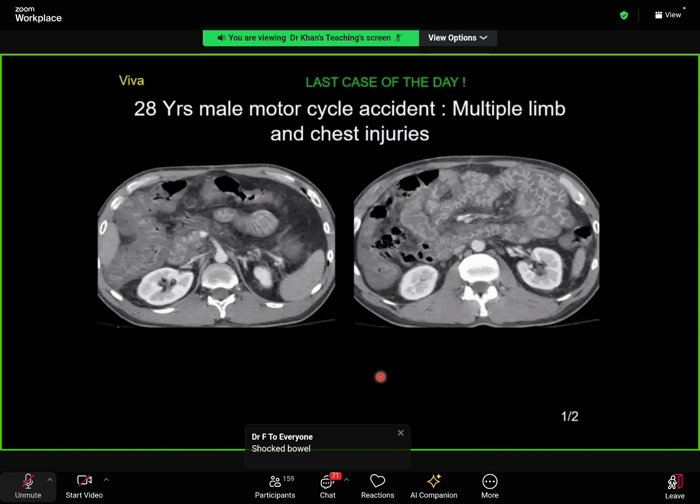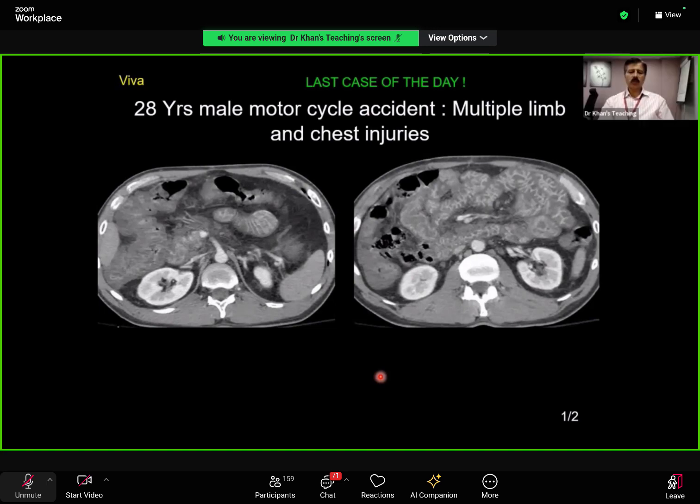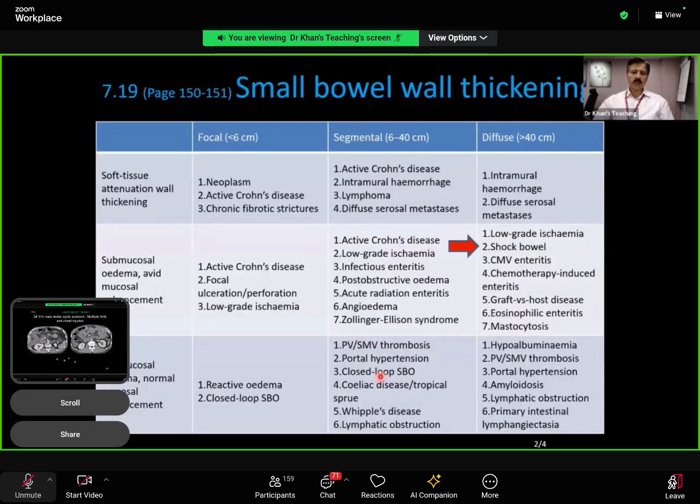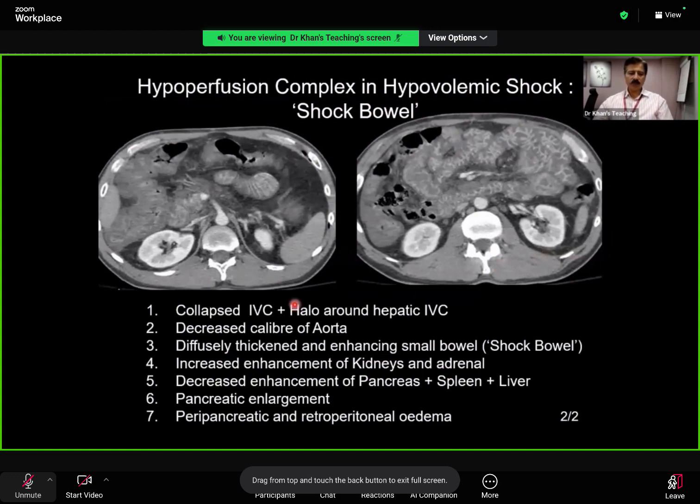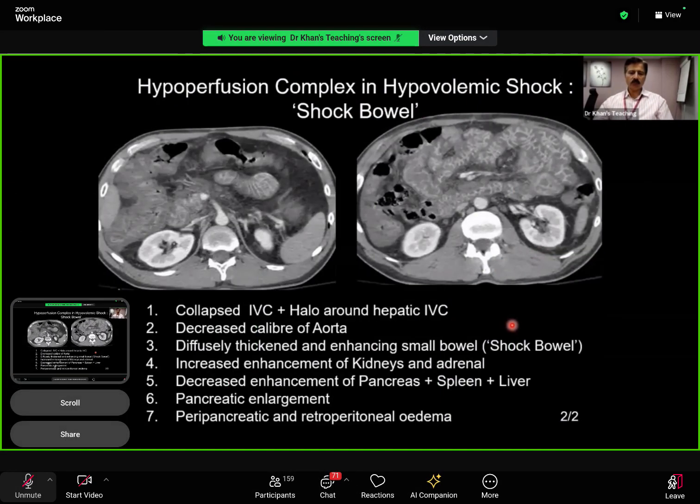Okay, so there's hyperenhancement of the small bowel, which appears to be thickened, and there's also hyperenhancement of the adrenal glands with relative hyperenhancement. Excellent. So what is your conclusion? Shock bowel syndrome. Okay. So shock bowel syndrome is given here in your Chapman, diffuse more than 40, and these parameters should be in your knowledge.